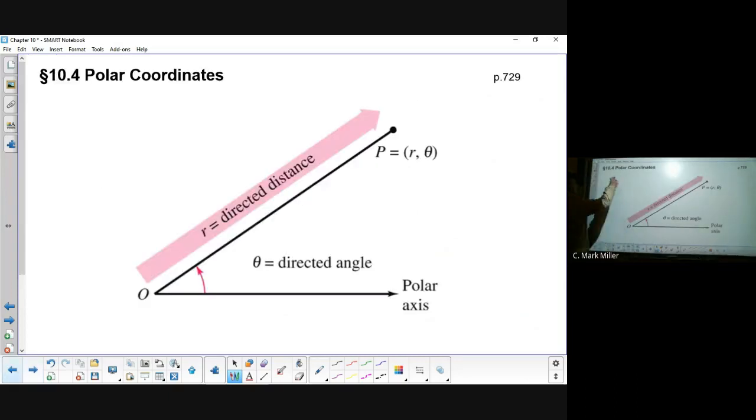if I have a point up here, x and y, the way we arrive at it is we go out x and up y, right?